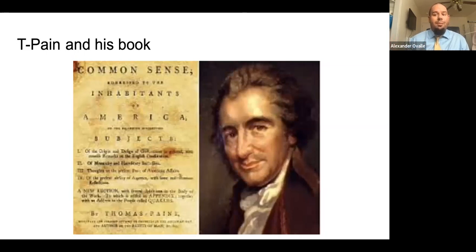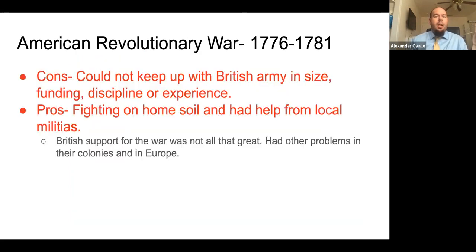People who read his book: use your common sense and see what the British are doing to you, and then make your decision, right? All right, so the American Revolutionary War, 1776 to 1781. Cons: the Americans could not keep up with the British army in size, funding, discipline, and experience. However, the one thing they had on their side was fighting on home soil. They knew every crook, every cranny, every river, every stream, every hill, every field. They knew everything. The British didn't.